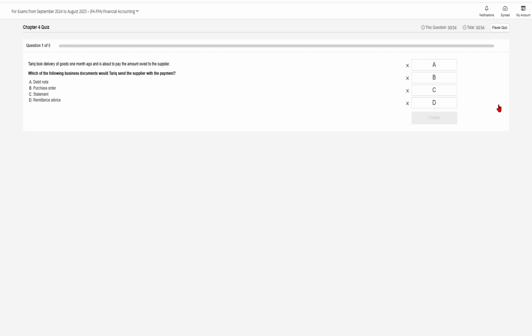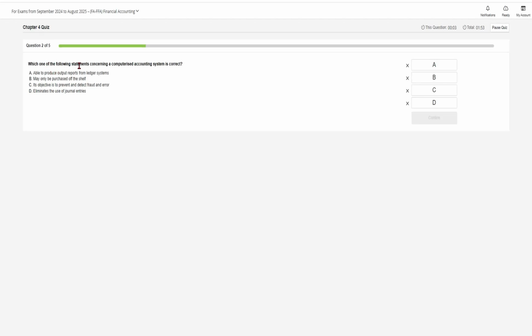B, purchase order. This document is sent before buying. It's simply a request for the goods, so again it's not relevant to our scenario, which is regarding the payment. Third is the statement, which is sent by the supplier, not by Tariq, to remind the customer, in our case Tariq, what is owed. So again it's incorrect. And the last one is remittance. Yes, this is the document which Tariq will send with the payment. It tells the supplier what the payment is for, which invoices are being paid, so that the supplier can match the payment with their records. So option D is correct, and let's lock option D, confirm.